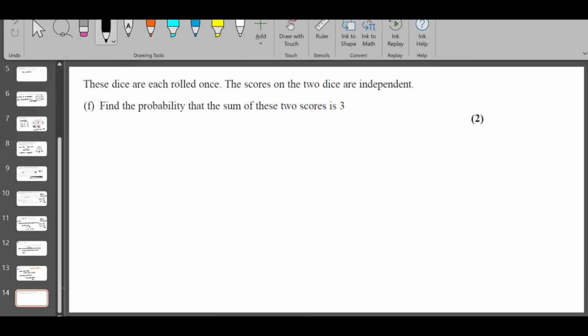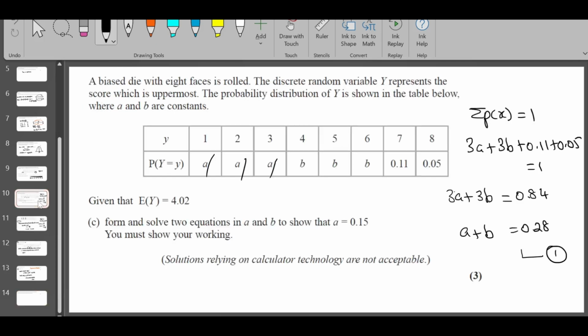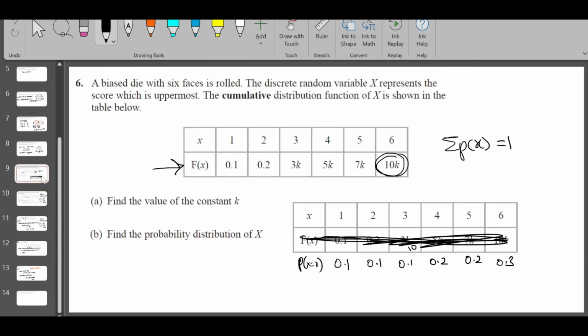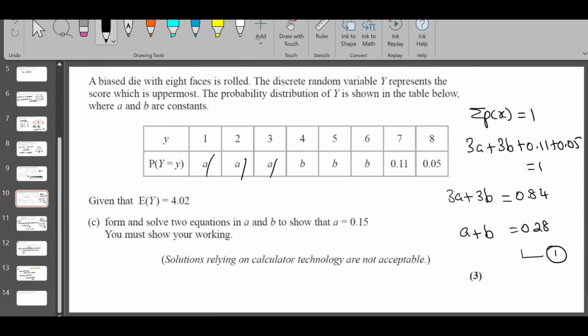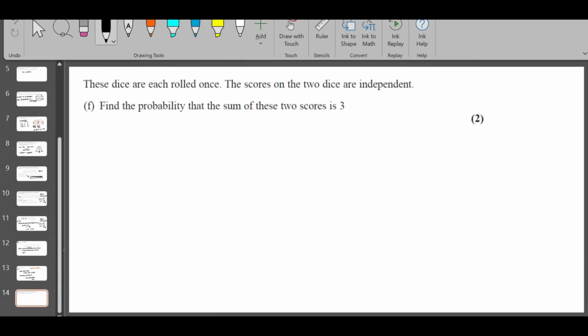These dice are each rolled once. The scores on the 2 dice are independent. Here, this is the starting of the question. This is a die with 6 faces. We have the probability distribution here. And then there is another die here with 8 faces, right? Now we are throwing these two dice at a time together, and we need to find the probability that the sum of these two scores is 3.